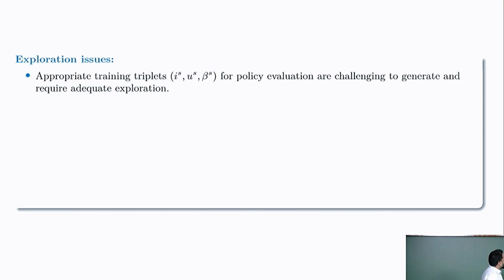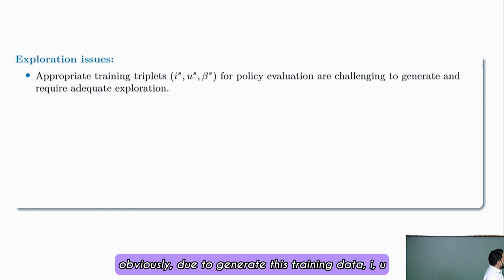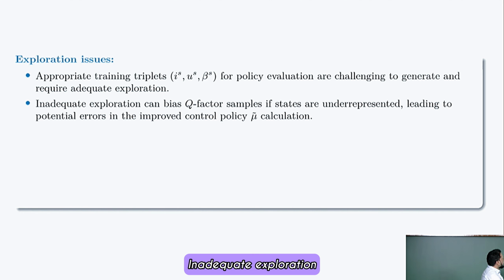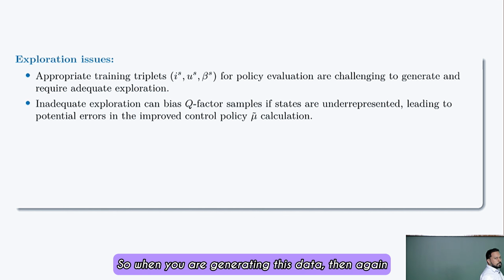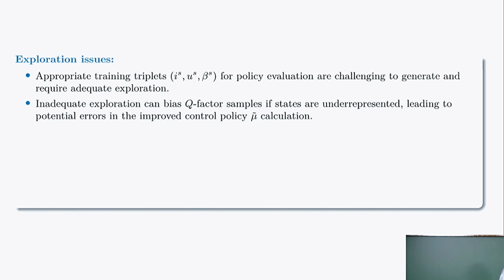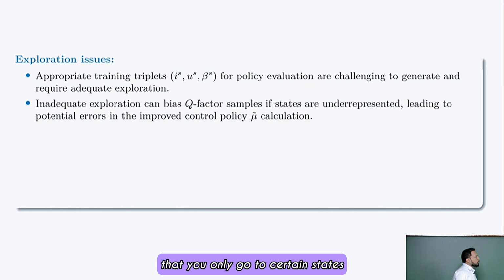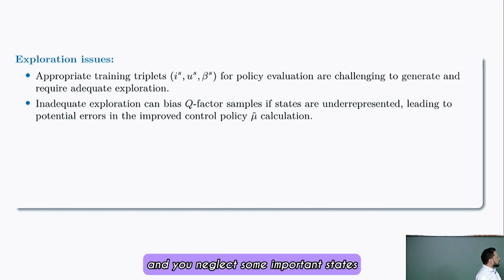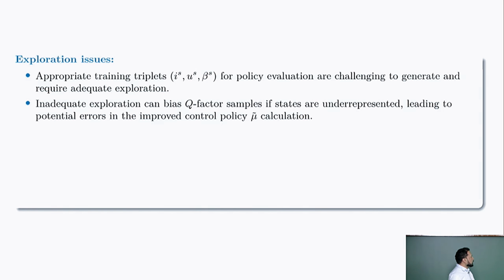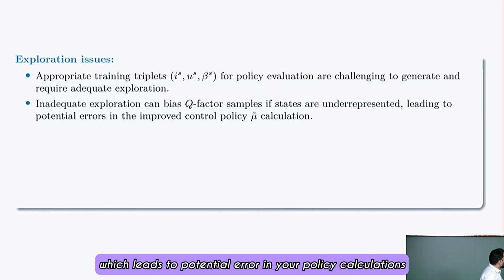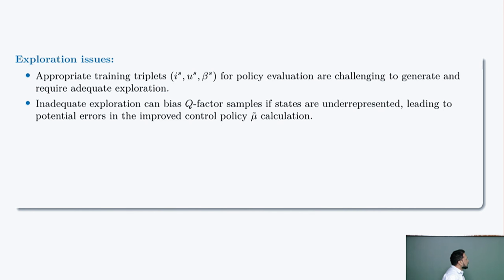Exploration issues. Obviously, generating this training data, I, U, beta, can be challenging. Inadequate exploration can bias the Q factor. When you are generating this data, as we have discussed before, what type of training data are you generating? Is it creating certain bias, where you only go to certain states and actions a lot more, and you neglect some important states and corresponding actions? And are those states going to be underrepresented, which leads to potential error in your policy calculations?